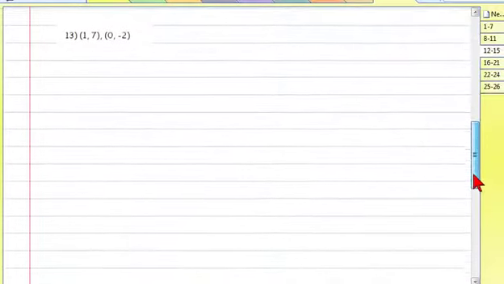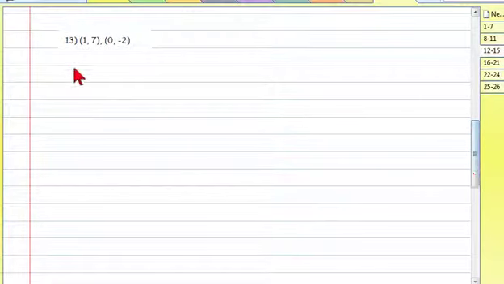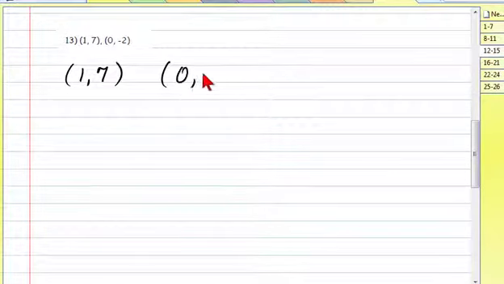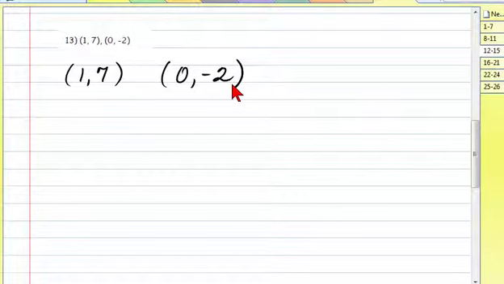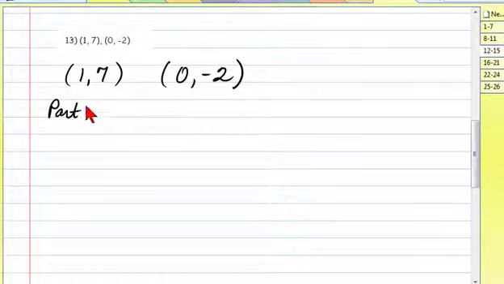All right, number 13. This time, the instructions still hold, find the equation of the line. This time, you are given that the line goes through the point 1, 7 and the point 0, negative 2. 2 points. What is about the only thing you can find if you've got 2 points? And what is it that's so critical to know when you're finding the equation of a line? Slope. So, part 1, find slope.